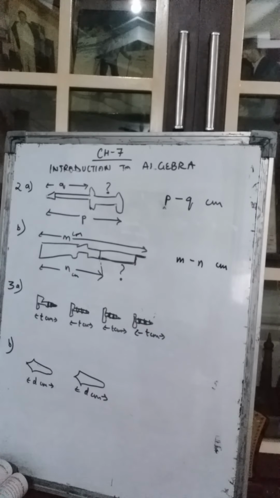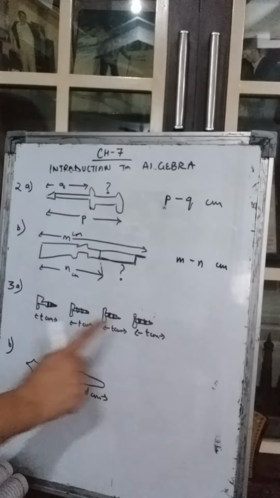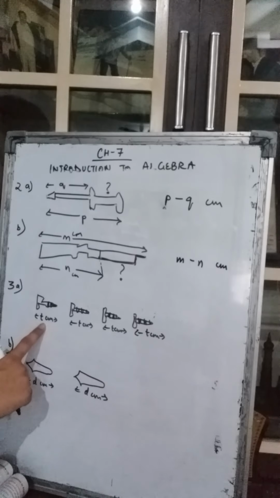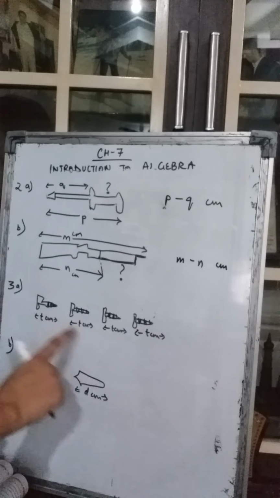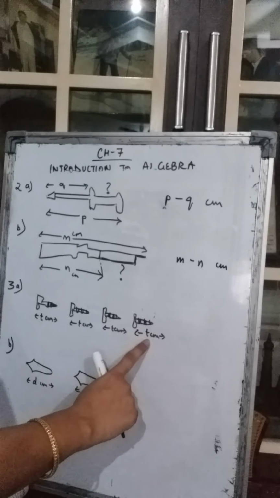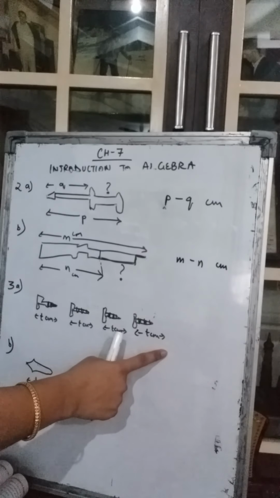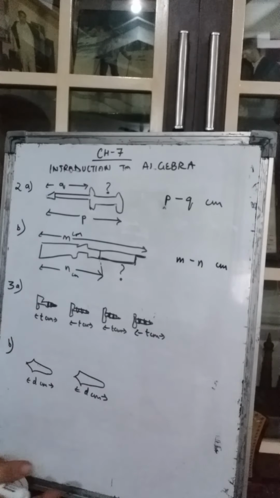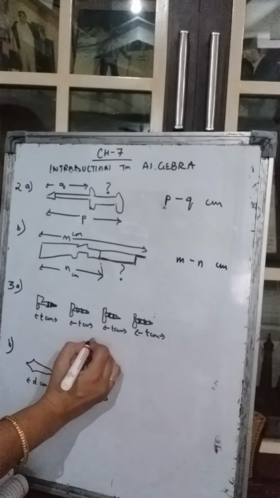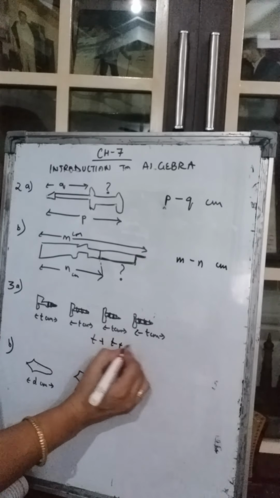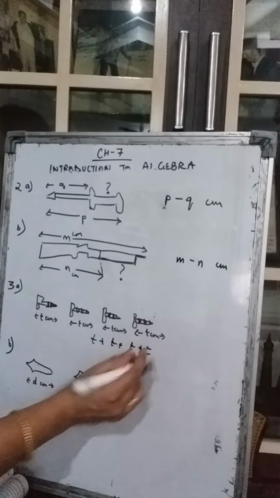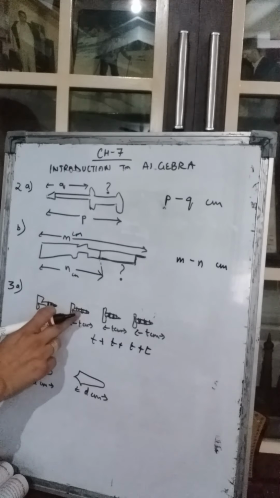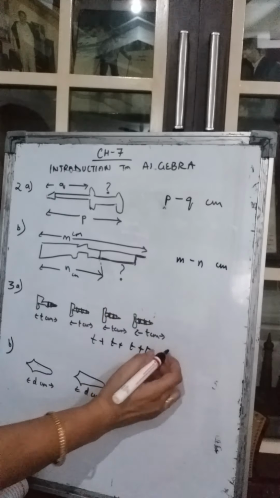Now we come to the third question. The A part says there are 4 screws. Each screw is measuring T centimeter: T centimeter, T centimeter, T centimeter, T centimeter. What is the total length of the 4 screws? Now the total length will be simply adding them. So this can be written as T plus T plus T plus T centimeter.